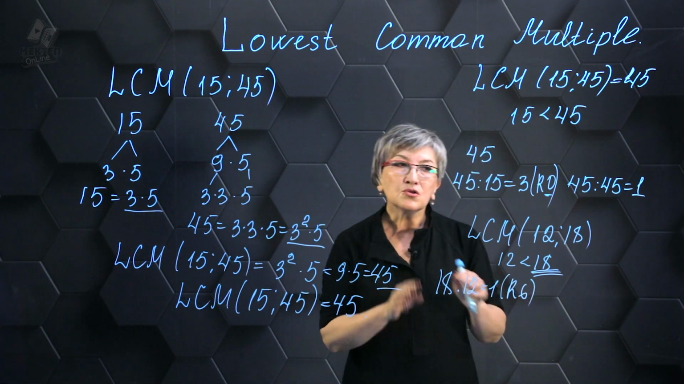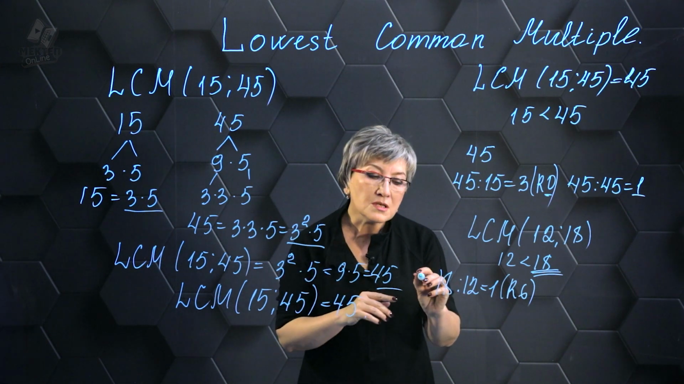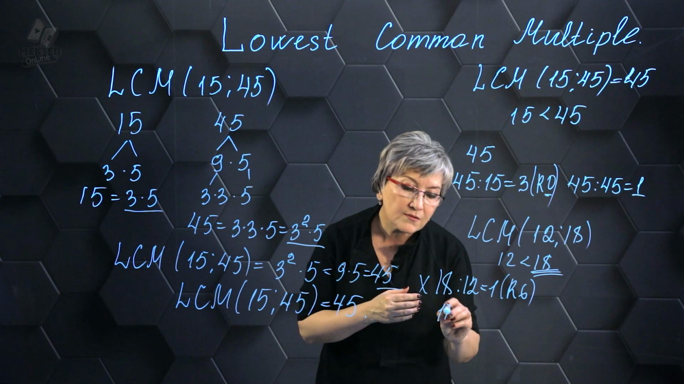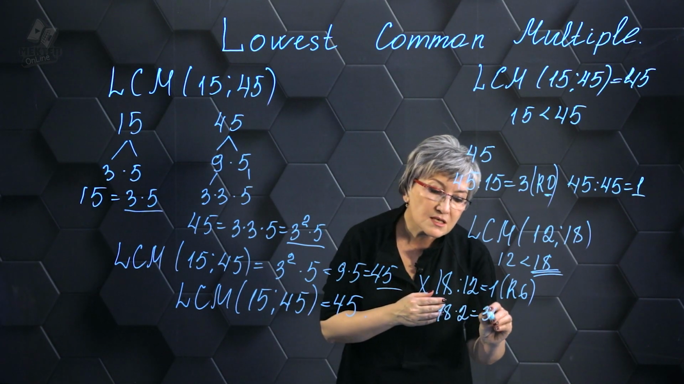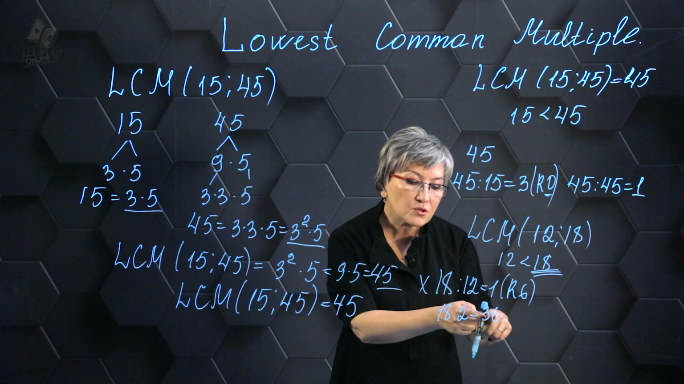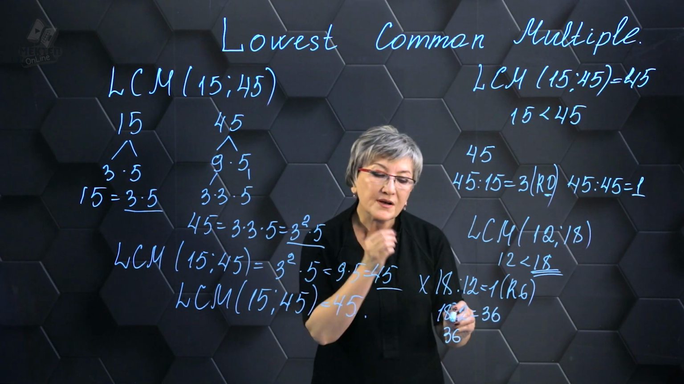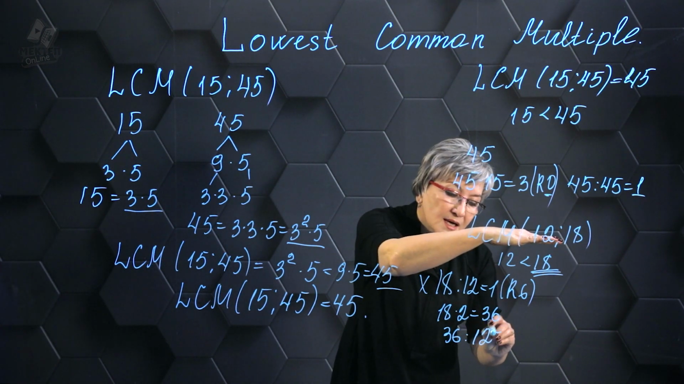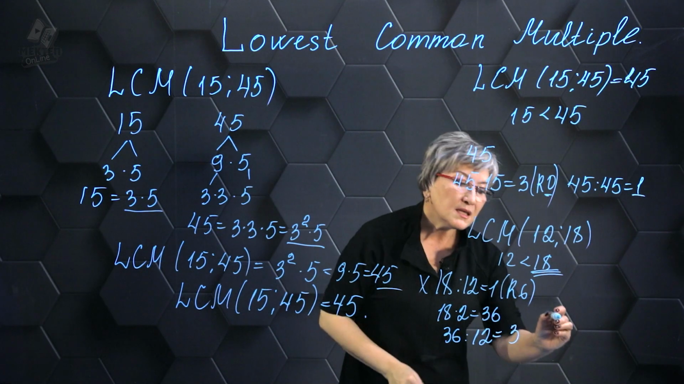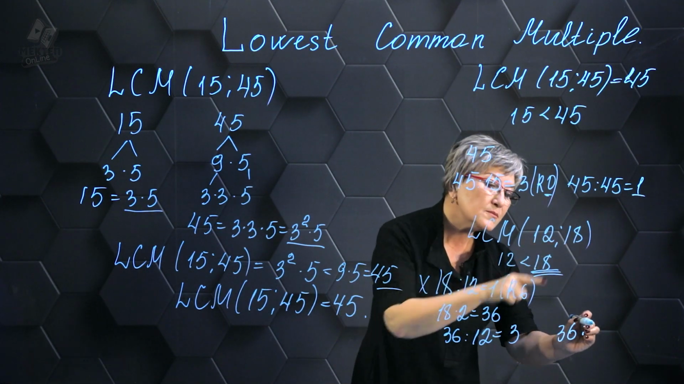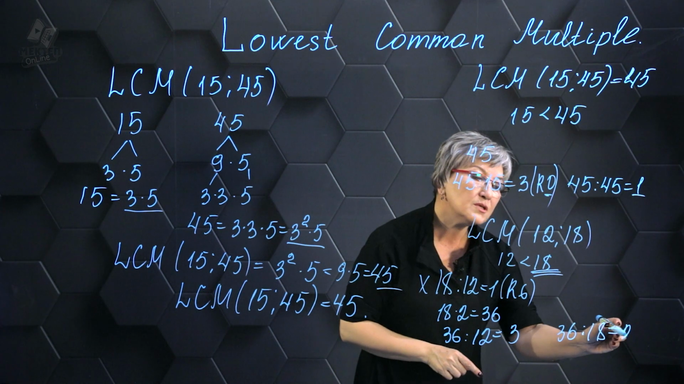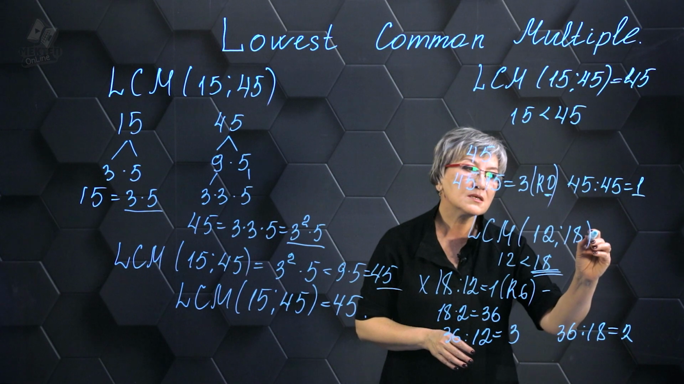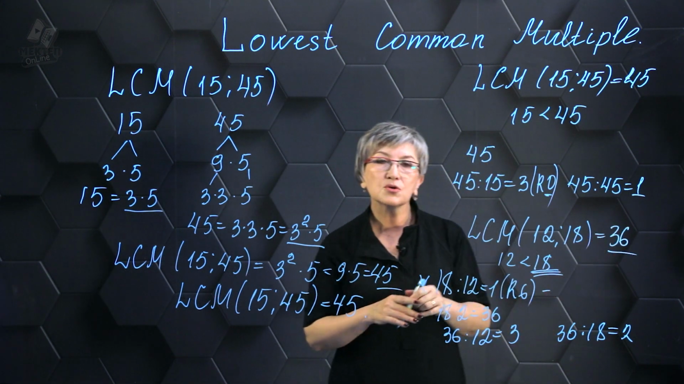So that doesn't work right away. It doesn't fit. So what do we do? I multiply 18 by 2. So I have 36 and I'm working with the second number, which is 36. I check if 36 is divisible by 12 and 18. Yes, when divided, it's 3 and 2. No remainder here nor there. The outcome is 36. And this will be the least common multiple.